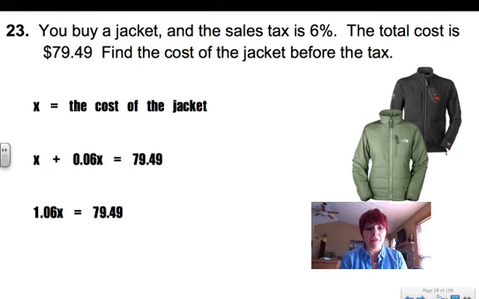Now when we put those together, we end up with 1.06x equals 79.49. Then you divide both sides by 1.06, and that's going to leave you with $74.99. That was my doorbell.